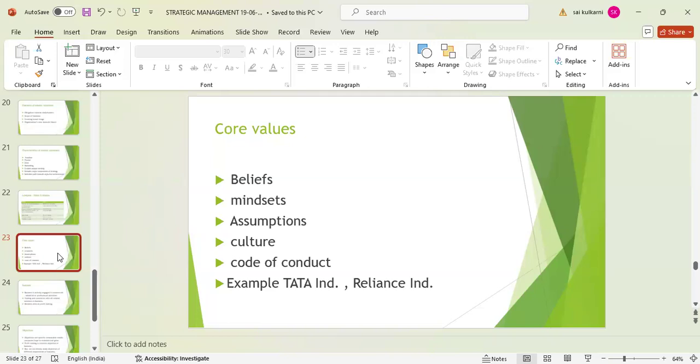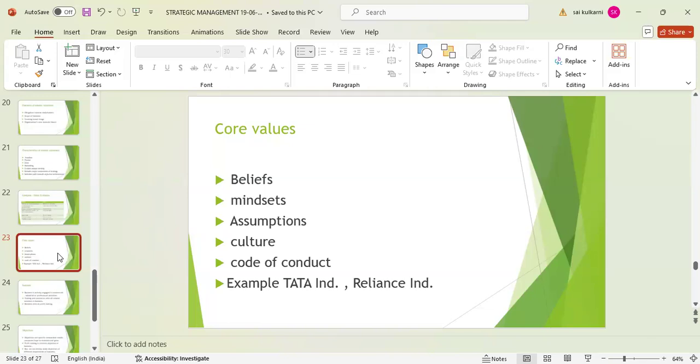Now beliefs, mindsets, assumptions: these are the points related to the psychological personality of employees and top level management also. So top level management can handle or define the core values of the business. Here are examples like Tata Industry, Reliance Industry. So customers can be easily aware of the core values of these organizations.